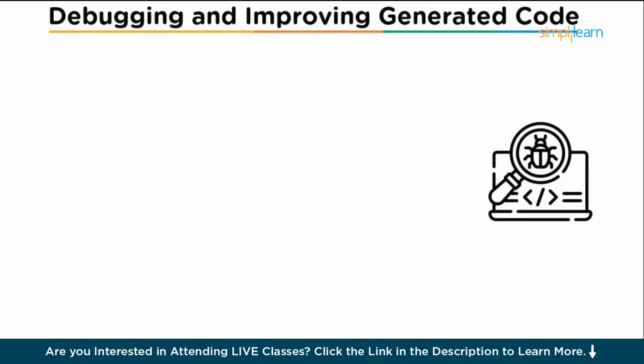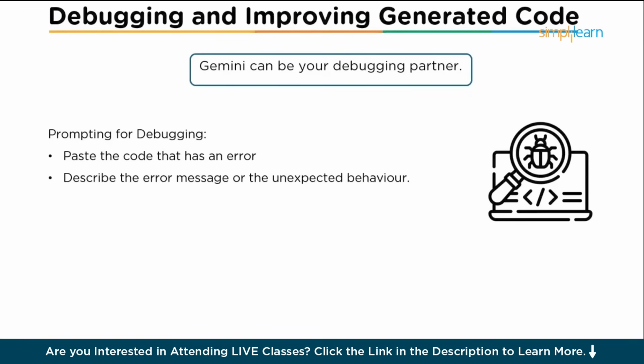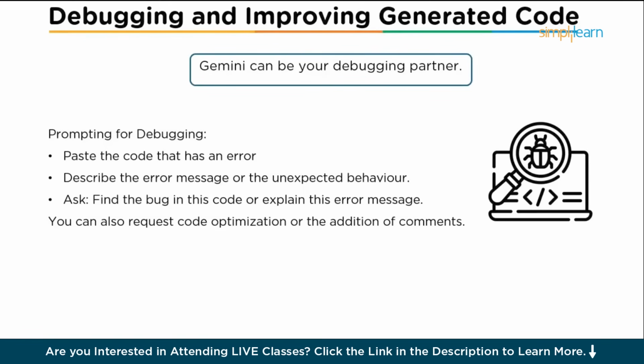Beyond generating new code, Gemini can be valuable for debugging, significantly speeding up your development process. When faced with an issue, you can simply paste the code that has an error, then describe the error message or unexpected behavior you're observing. Subsequently, you clearly ask Gemini to find the bug in this code or explain the error message in plain terms, leveraging its understanding of programming languages. Furthermore, you're not limited to just fixing errors. You can also request code optimization to make it more efficient, or ask for the addition of comments to improve readability and maintainability.